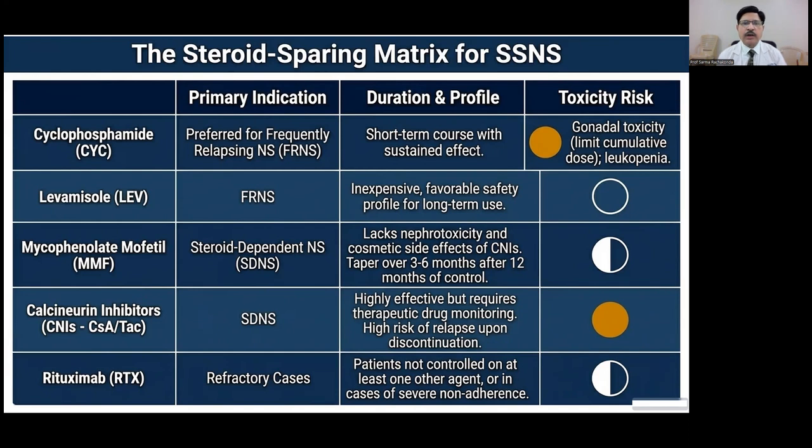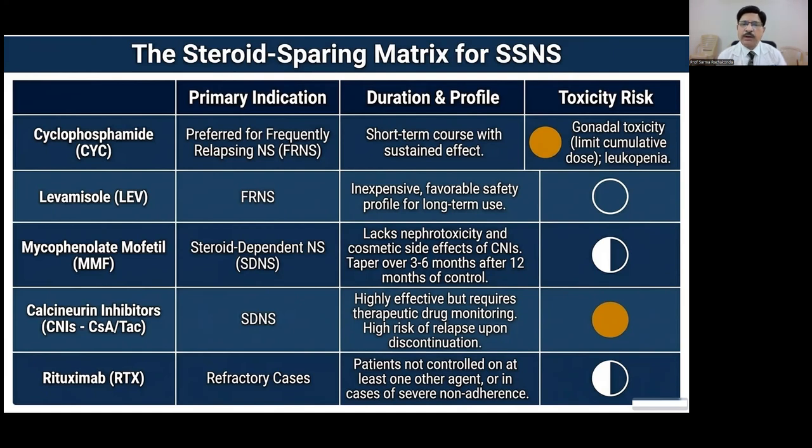Primary indication, cyclophosphamide, preferred for FRNS. What is FRNS? Frequently relapsing nephrotic syndrome. Duration, short course with sustained effect. Beware of the gonadal toxicity with cyclophosphamide. Leukopenia can occur. 2 toxicities: gonadal toxicity, leukopenia.